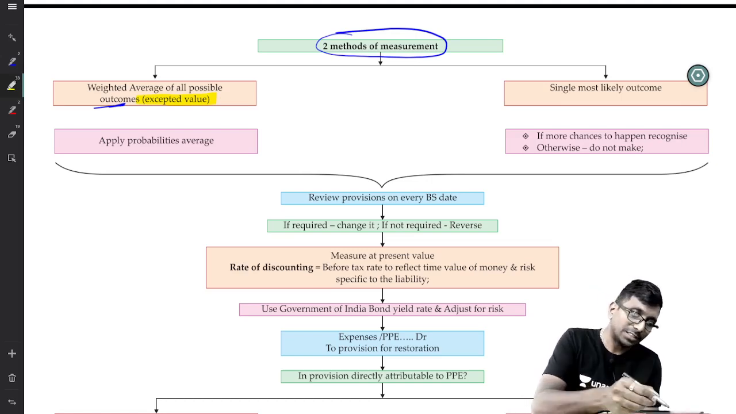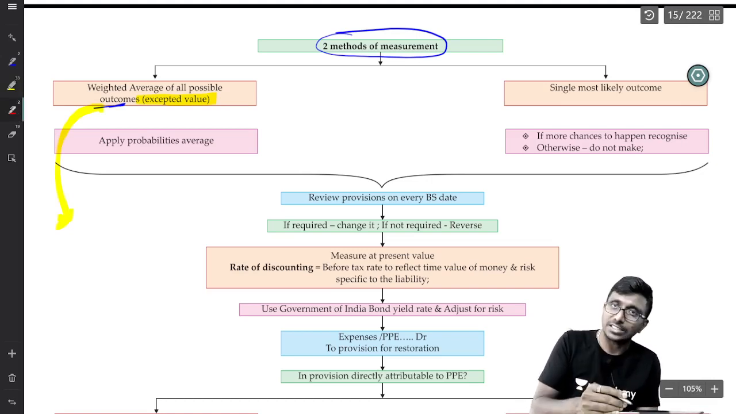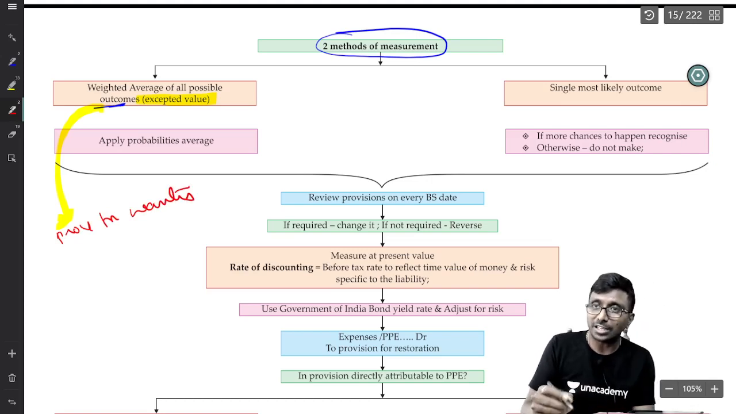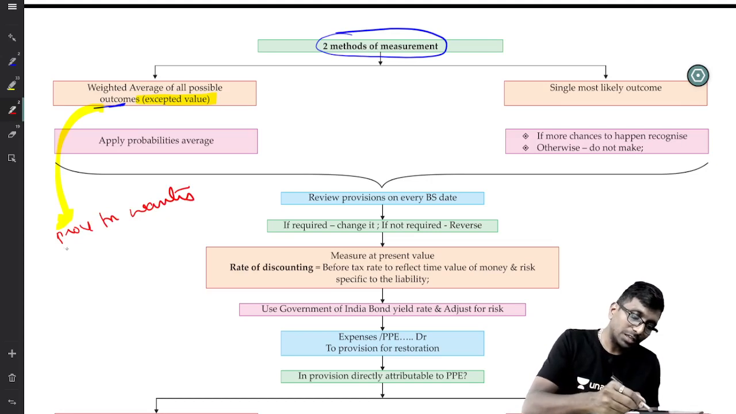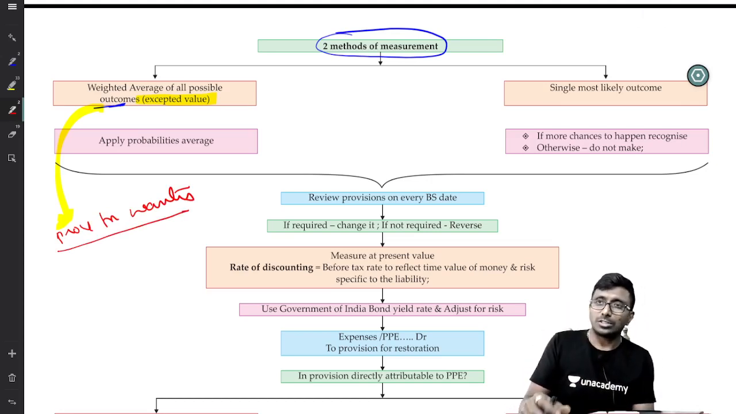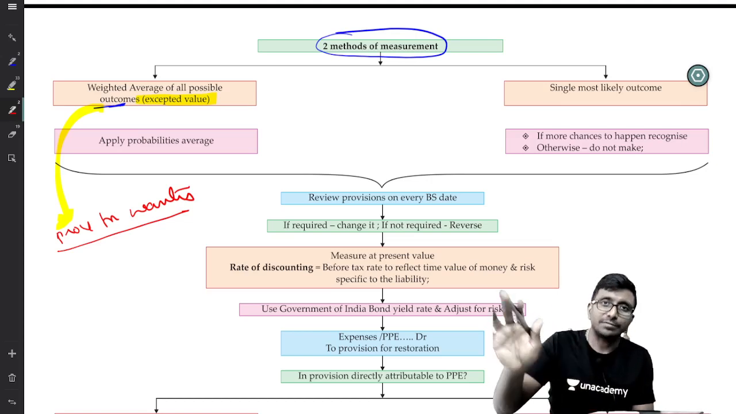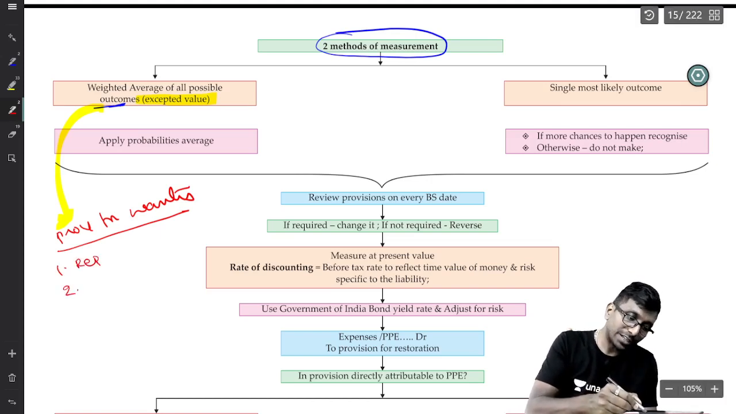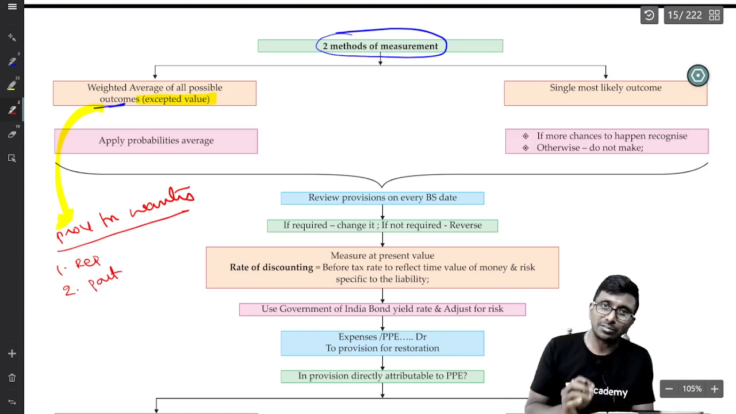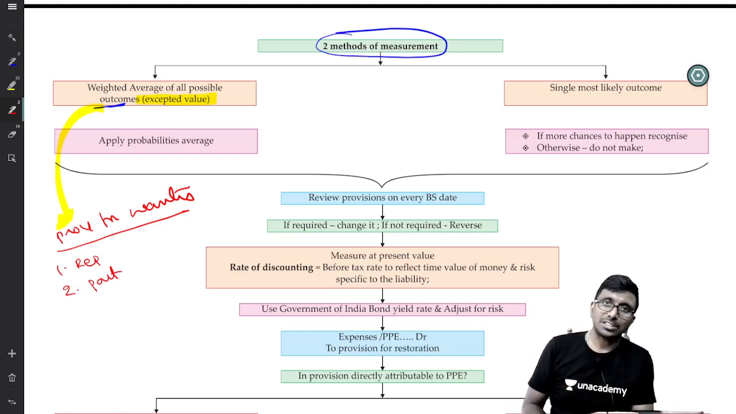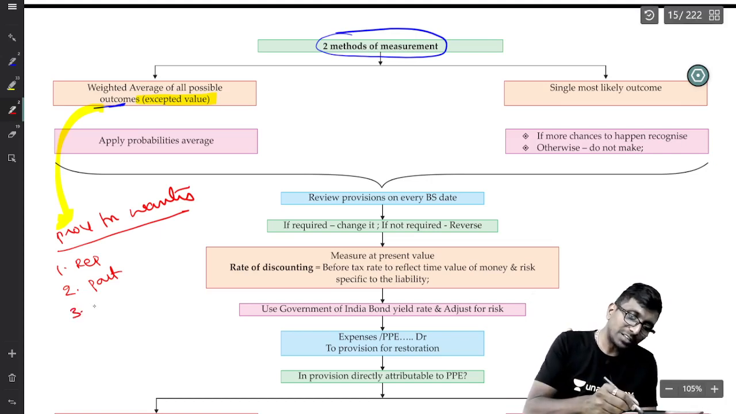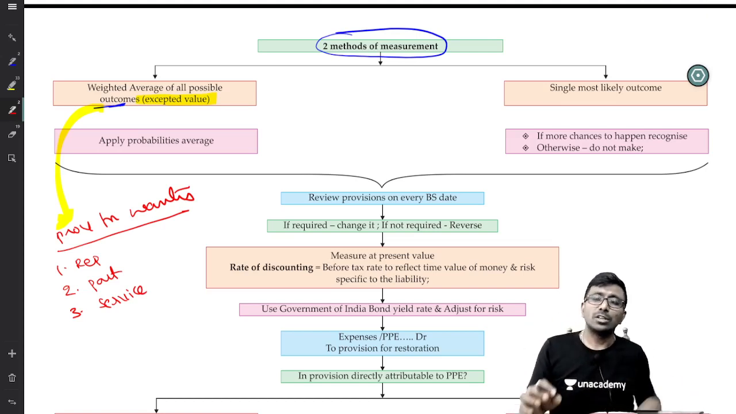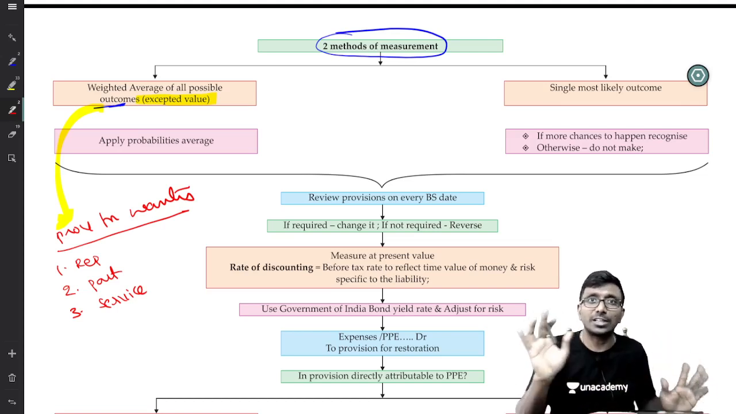See, I'll try to give you a simple example so you will understand it. Sir, I am making a provision for warranty. When I am making a provision for warranty, somebody will give a mobile to you. Sir, your mobile is not working. Replace it. One is replacement of the mobile. Second is only one part replacement: camera is not working, screen is not working, some RAM inside is not working, something like that. Third is just service, like a software update.